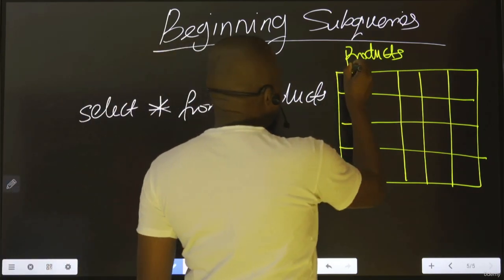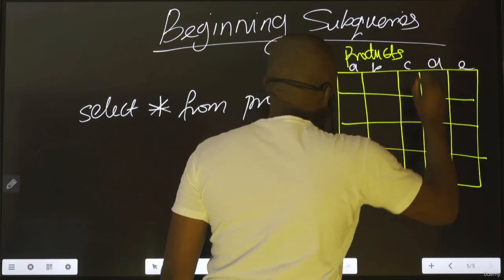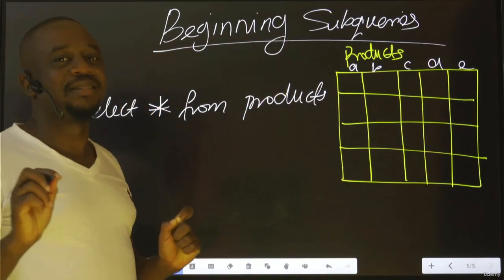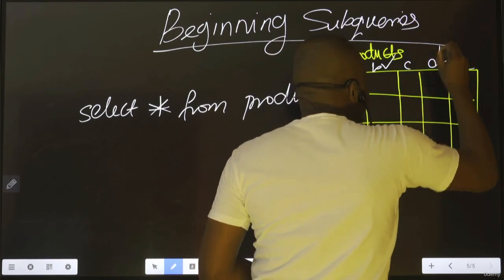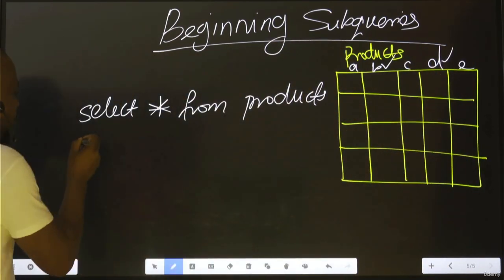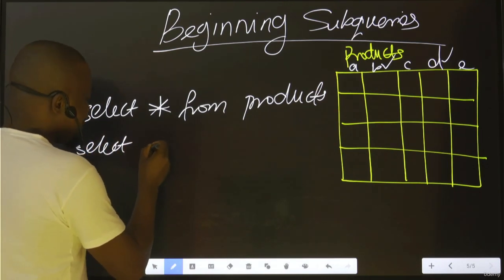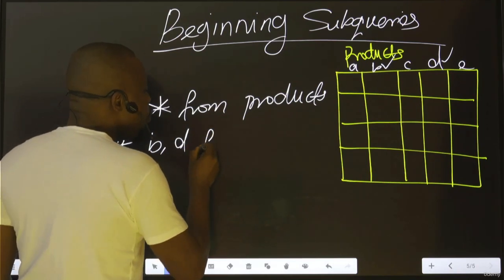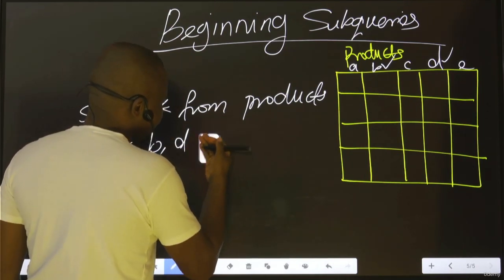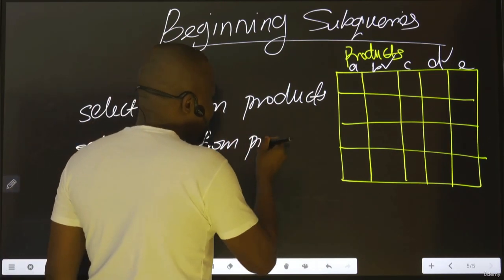Assume this is A, this is B, this is C, this is D, this is E. And I'm interested to select B and D. I will simply say what? Select B, comma. I also want D. From where do you want to select them? From where? I want to select them from where? From products.